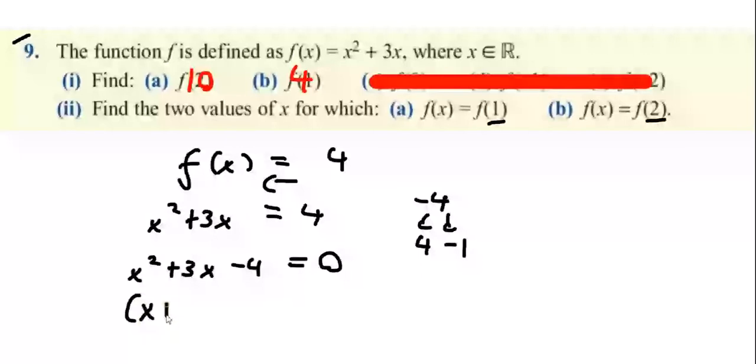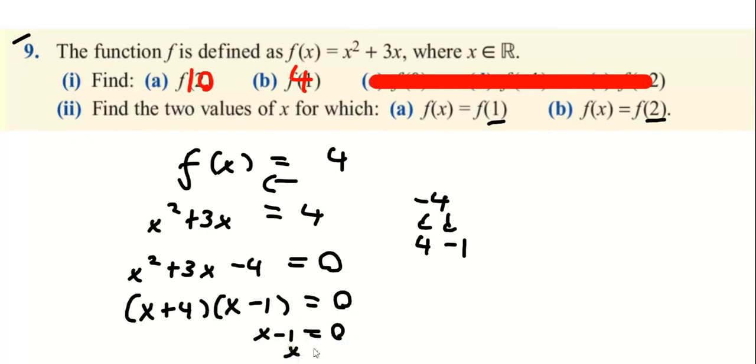Go do the short way. Why am I allowed to do this the short way, guys? It's just a 1x squared. You can go a bit shorter with these ones. And what's my 2 answers? X minus 1 equals 0, x equals 1. And x plus 4 equals 0, x equals minus 4. Is that okay with you guys?